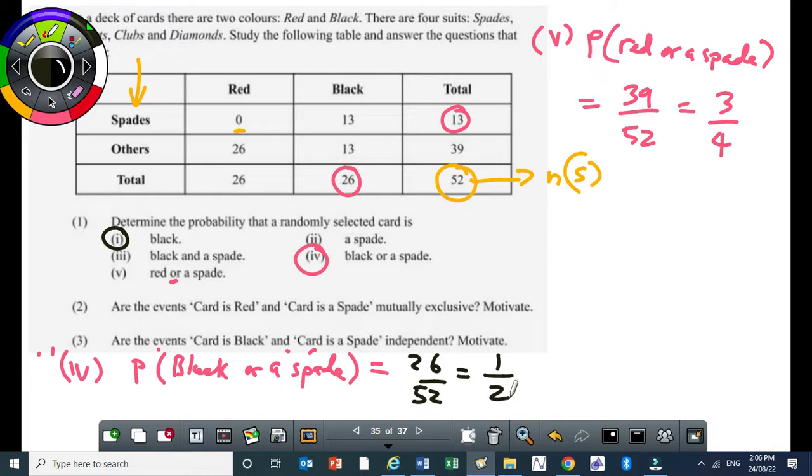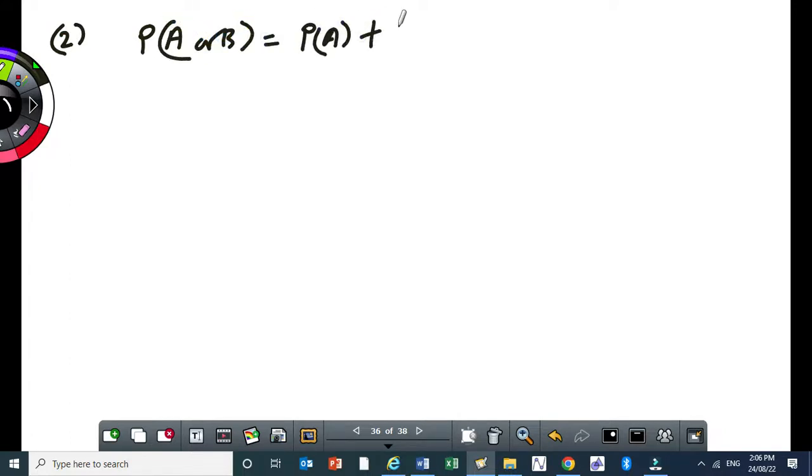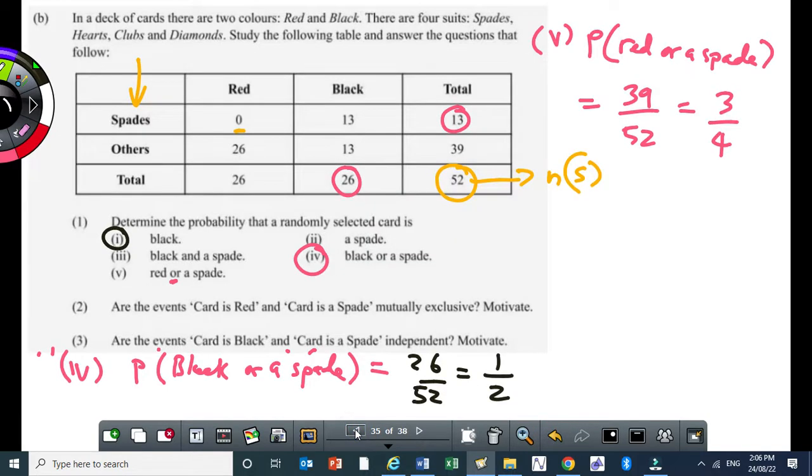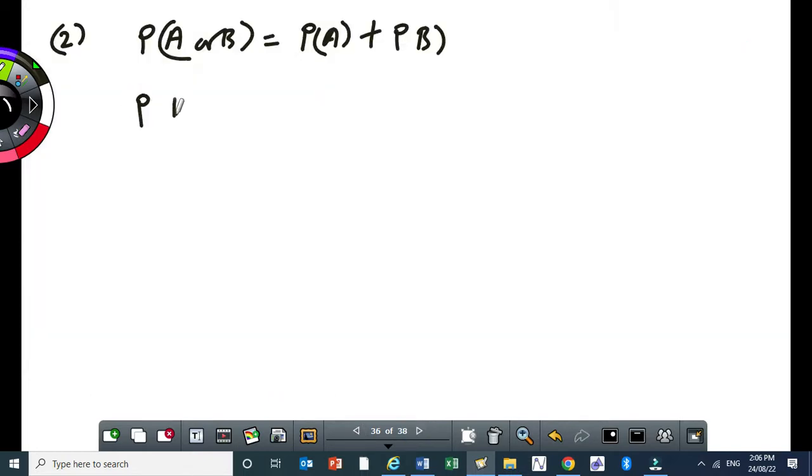Now here we'll go back to grade 10 a little bit. Remember when I spoke about mutually exclusive events, I said, so this is now number 2, the probability of A or B is equal to the probability of A plus the probability of B, if the two events are mutually exclusive. So what is P of A or B? In this case, I'm going to be more specific based on the question. So it will be P red or spade.